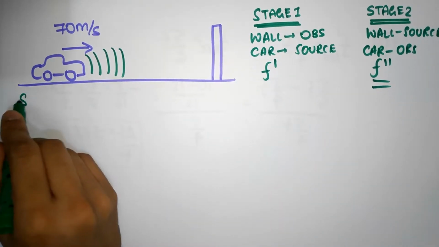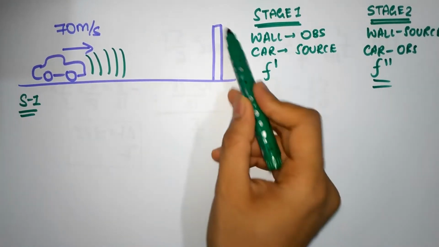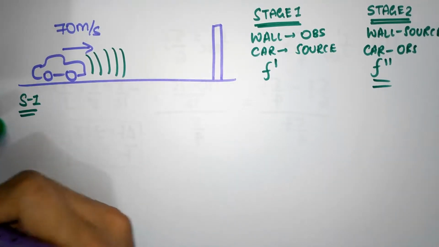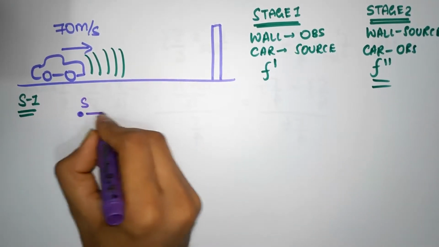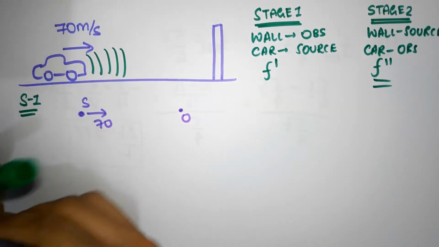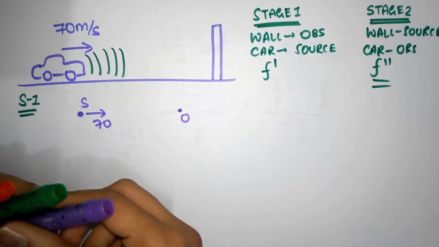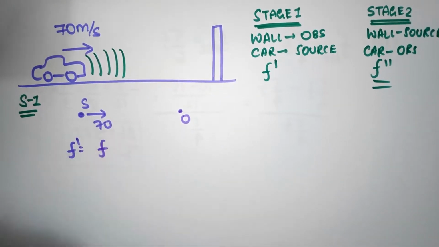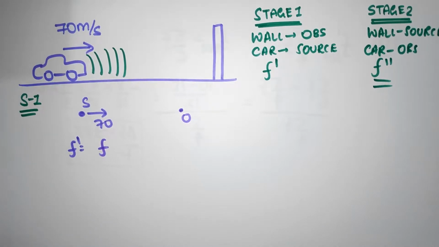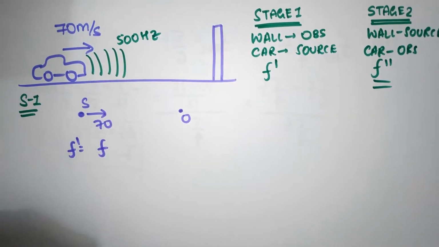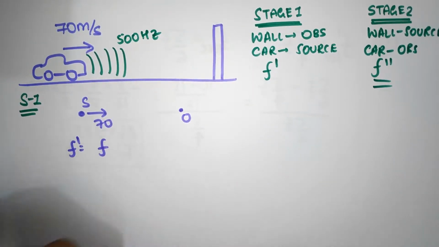Let's do stage 1. In stage 1, we're gonna treat the observer as at rest. So stage 1 looks like this. Here is the source, moving at 70, and the observer is at rest. What's the apparent frequency f prime? That's going to be the original frequency f, which is 500 Hz. I forgot to put that. I'm going to substitute numbers a little later.